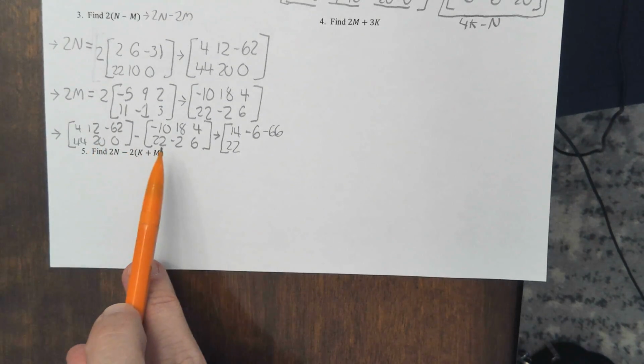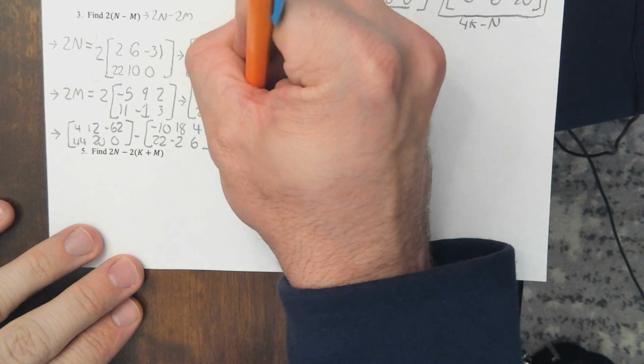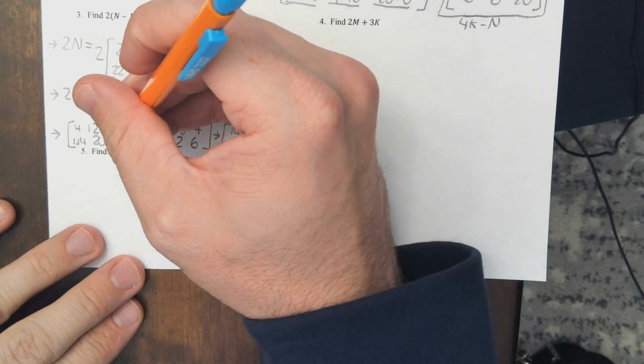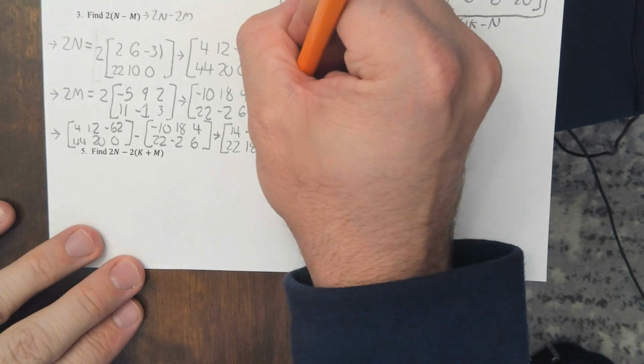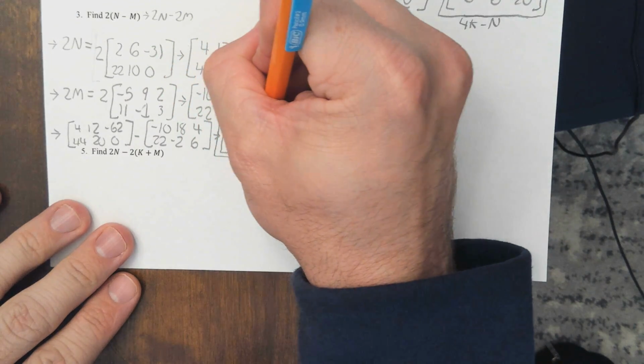So 20 minus 2 is 18. 0 minus 6, negative 6. And here you go, there's your final answer.